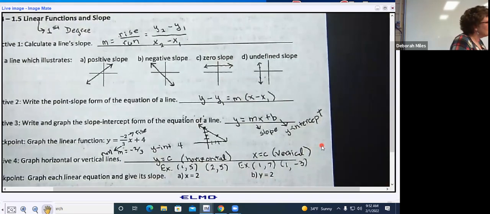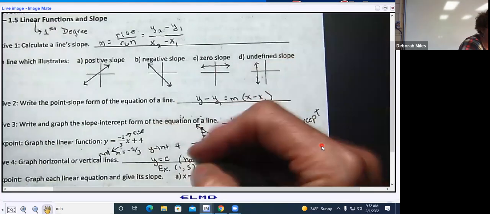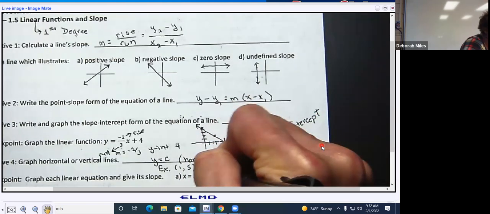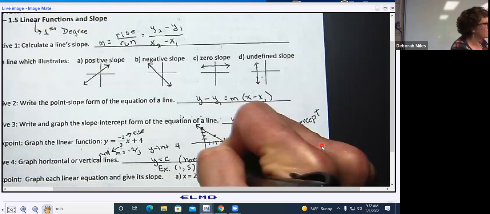So graph x equals 2. Now, I want you to be able to do this, not just memorize it. I don't want you sitting on the test going, is that horizontal or is that vertical? I want you to think, what would it look like if all the x's were 2? It'd have to be going straight up and down through 2. That's not something I have memorized. It makes sense. All the points where x is 2 is right there.